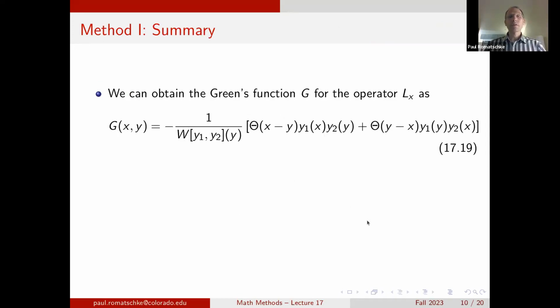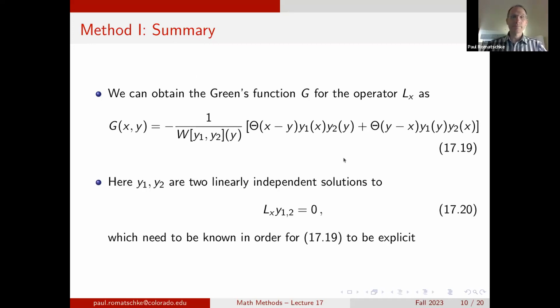To summarize, we have an explicit way of constructing the Green's function g for the operator Lx, given the two linearly independent solutions of the homogeneous differential equation Lx y equals 0. And equation 17.19 is this explicit form of constructing the Green's function. And of course, we need to know these two independent solutions, y1 and y2, and they have to have a non-vanishing Wronskian. Otherwise, this Green's function here is nonsensical.